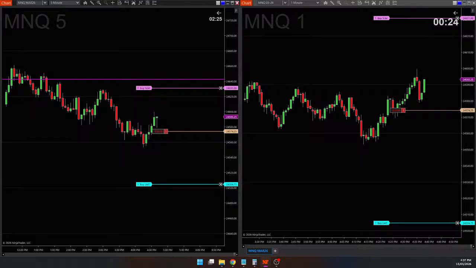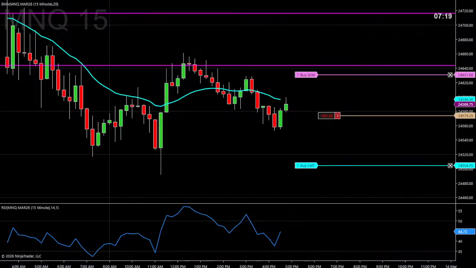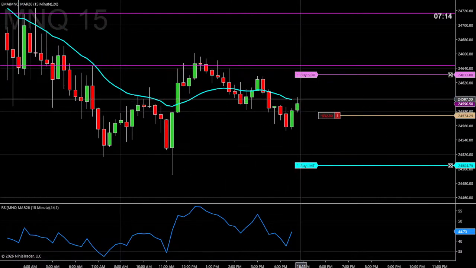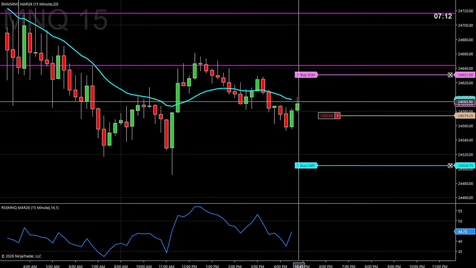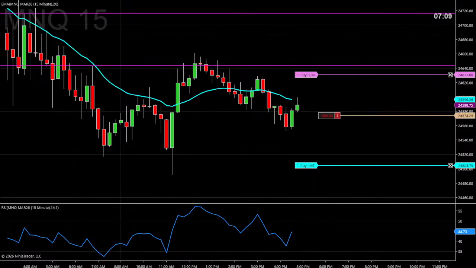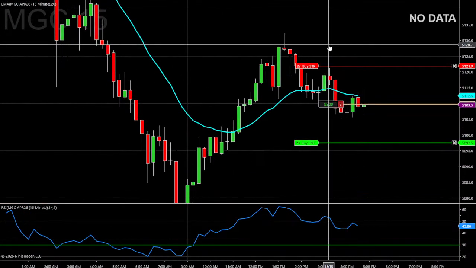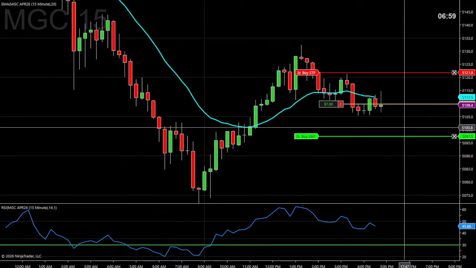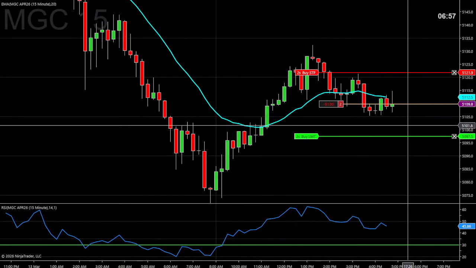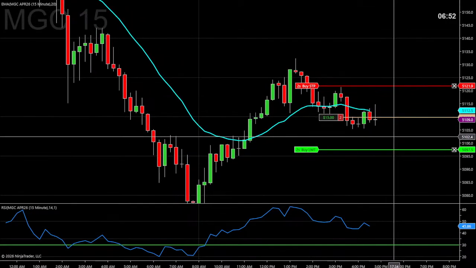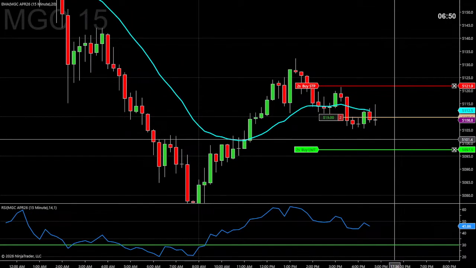If we look back at the main chart, we see the price very close to the EMA. It's been at the EMA, so that's on MNQ, and the same thing, even more so with gold, I think. So something's got to happen here because buyers and sellers are really at tug of war right now.